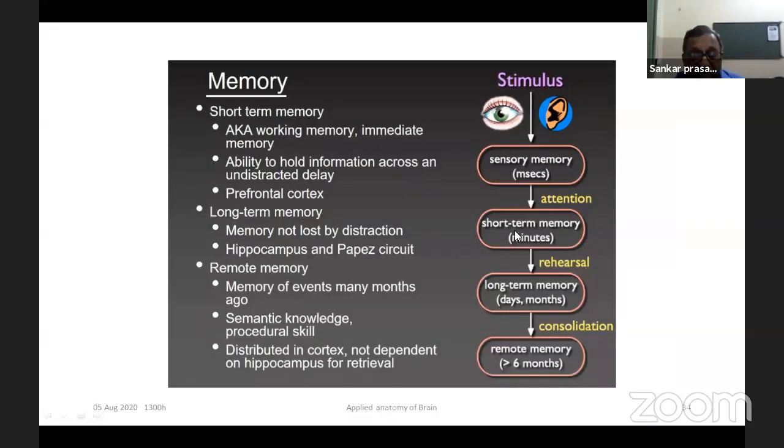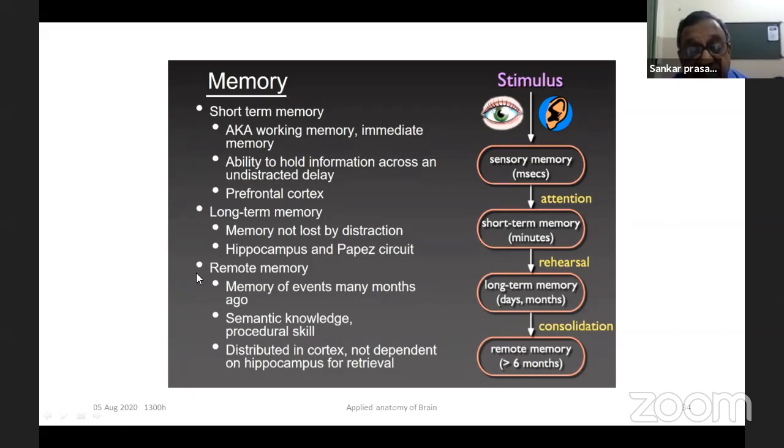After that, by rehearsal, it becomes a long-term memory, which is hippocampus and Papez circuit mediated, and it is not lost by distraction, unlike the short-term memory. This long-term memory, or recent memory, is the other word for it. It is lost in Alzheimer's disease, and anterograde learning depends on this. The long-term or recent memory after consolidation becomes remote memory after more than 6 months, and you have the memory of events many months ago.